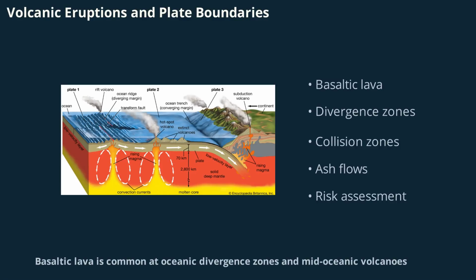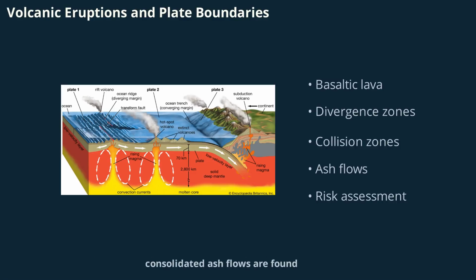Basaltic lava is common at oceanic divergence zones and mid-oceanic volcanoes, where ocean plates collide. Basalt and andesite dominate. Near zones where ocean and continental plates converge, consolidated ash flows are found. Understanding these relationships helps geologists predict volcanic activity and assess risks.